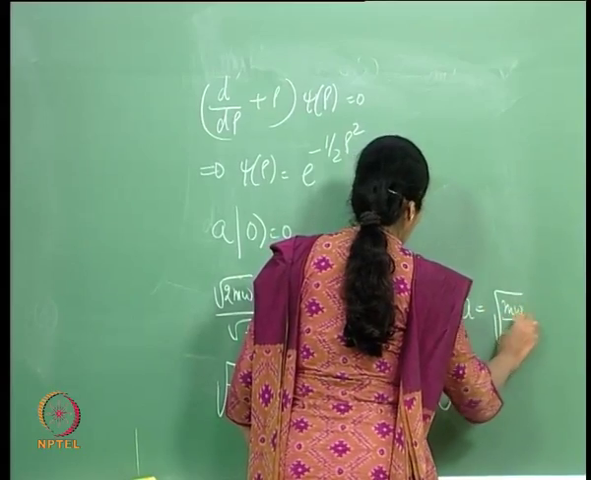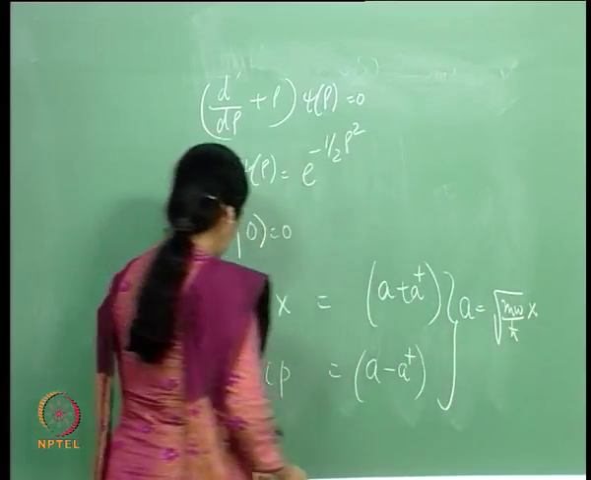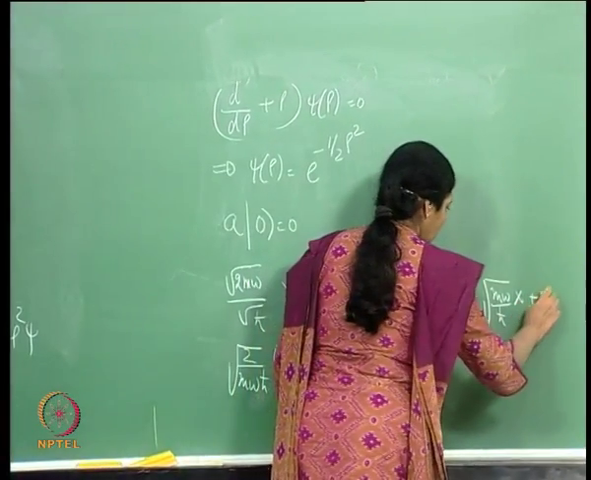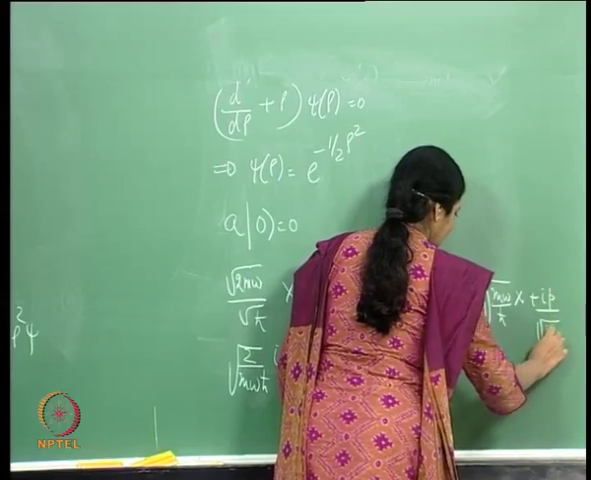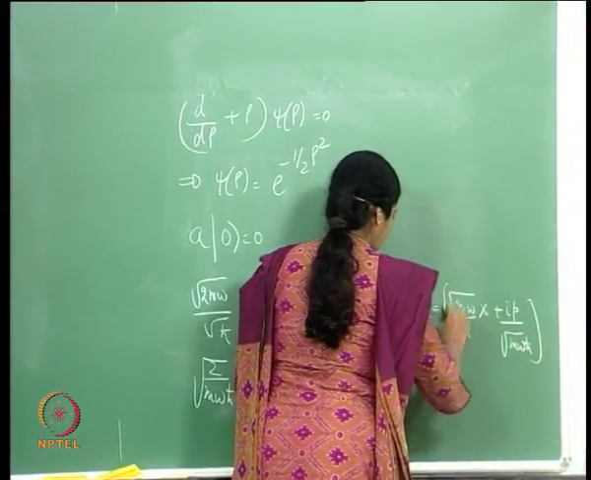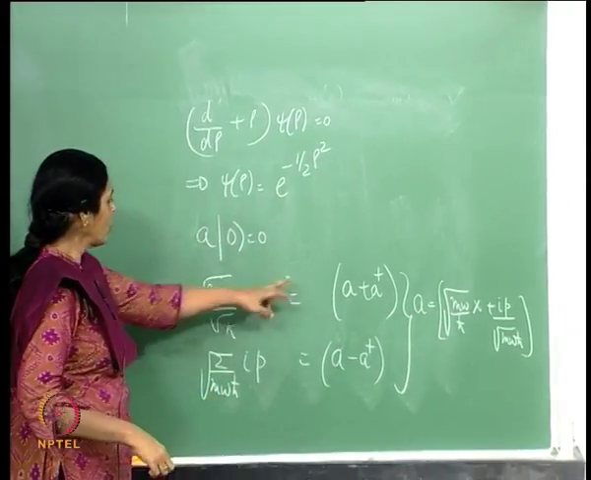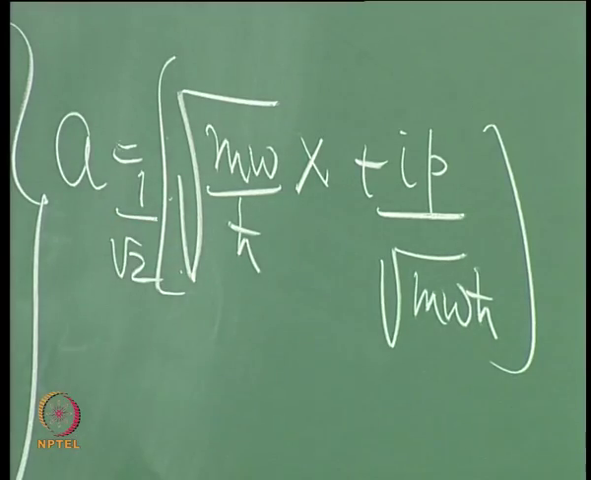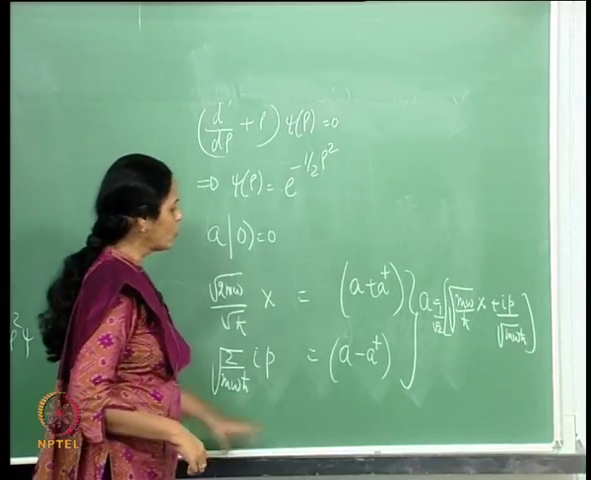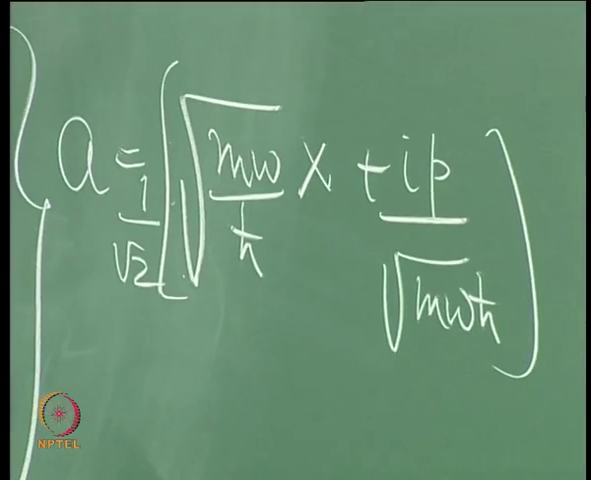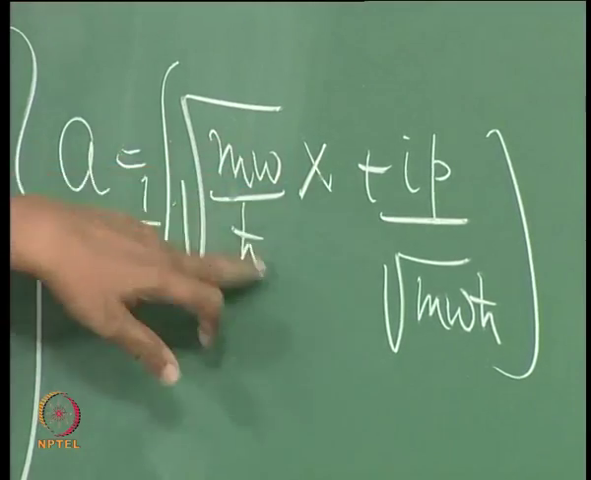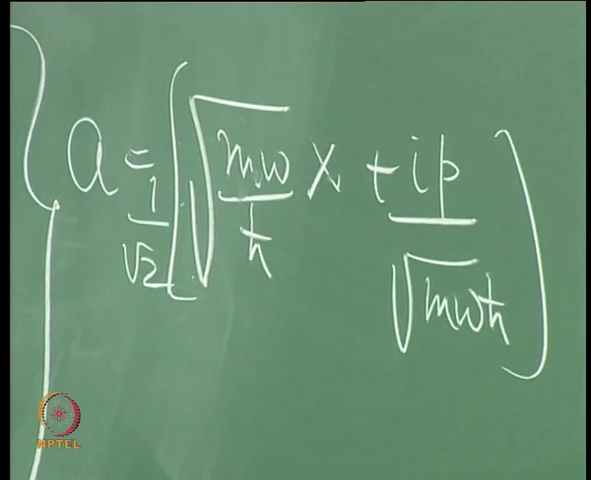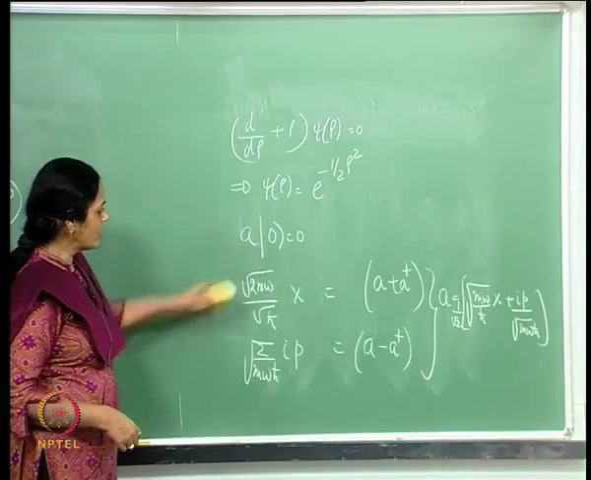A is equal to root of m omega by h cross x plus i p by root of m omega h cross, but that was 2A, and therefore I have all this divided by 2. So A is equal to 1 by root 2 times this object, and that is fine because I have again made it dimensionless apart from the 1 by root 2 which I need to put in. So now in the position representation, how does this equation look?